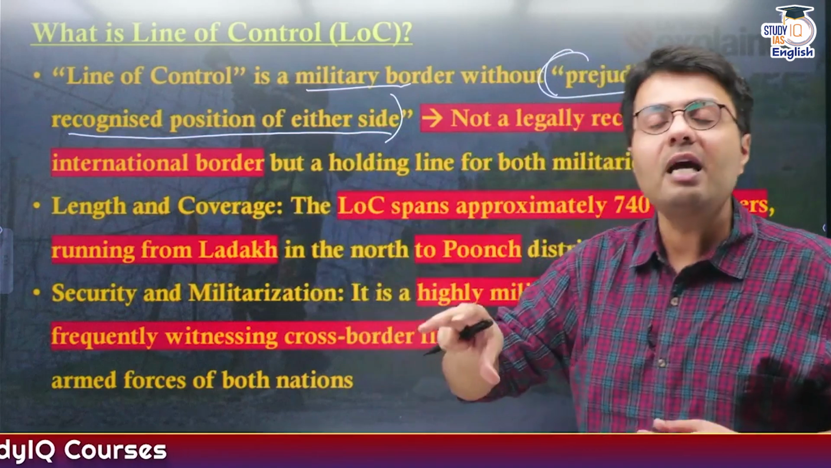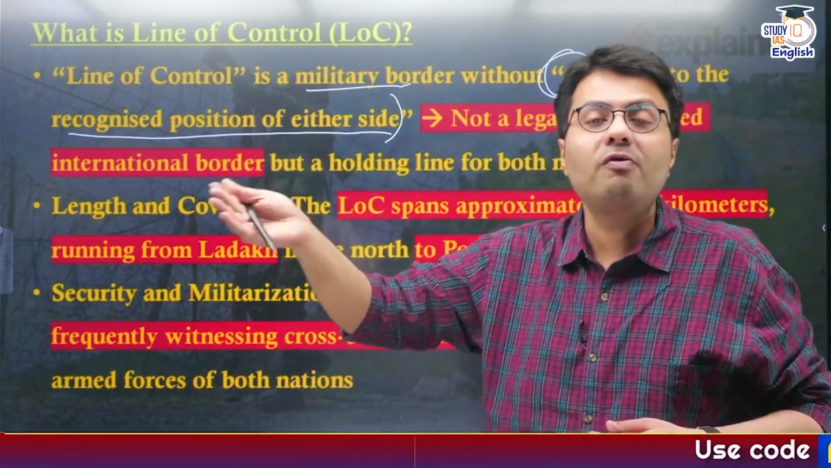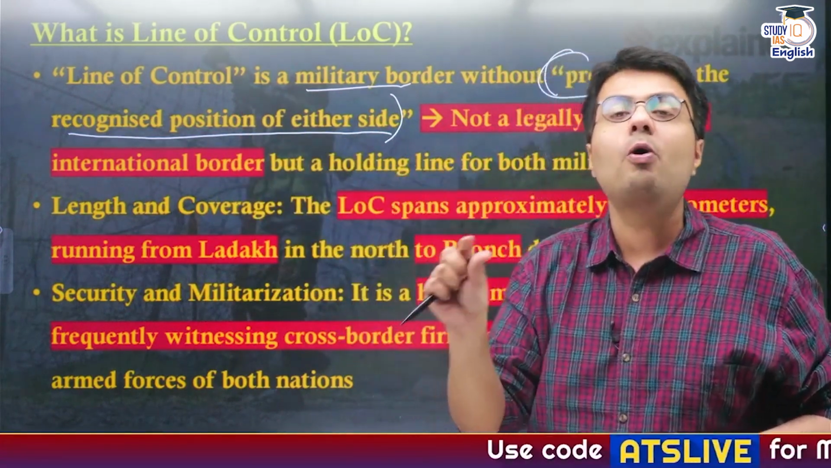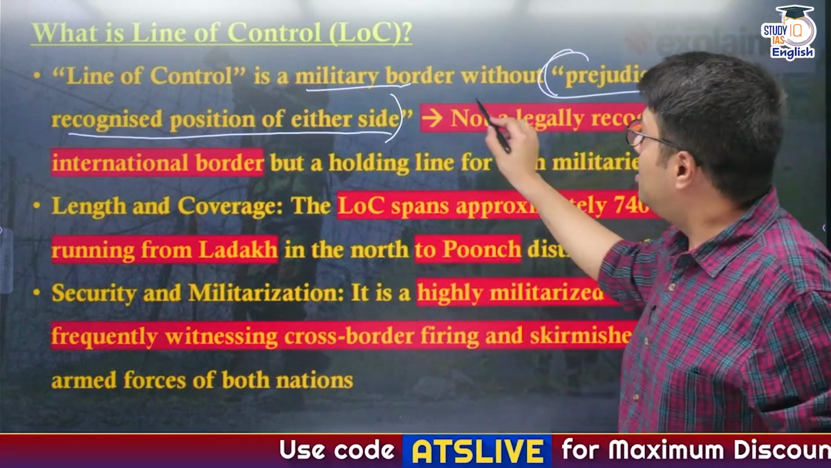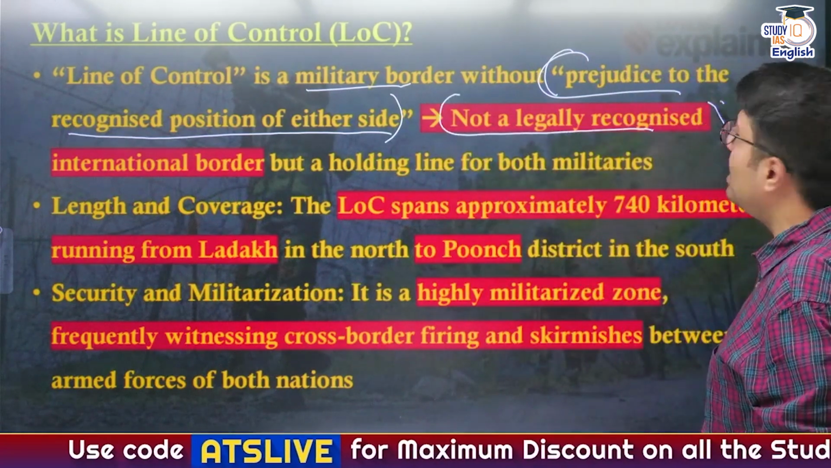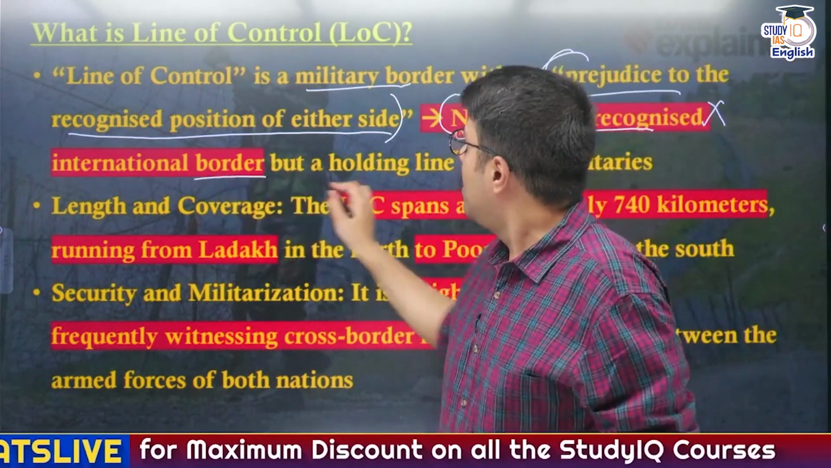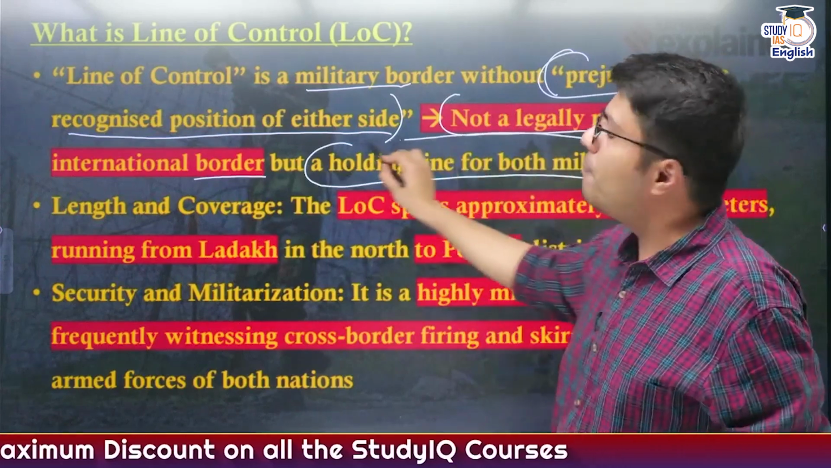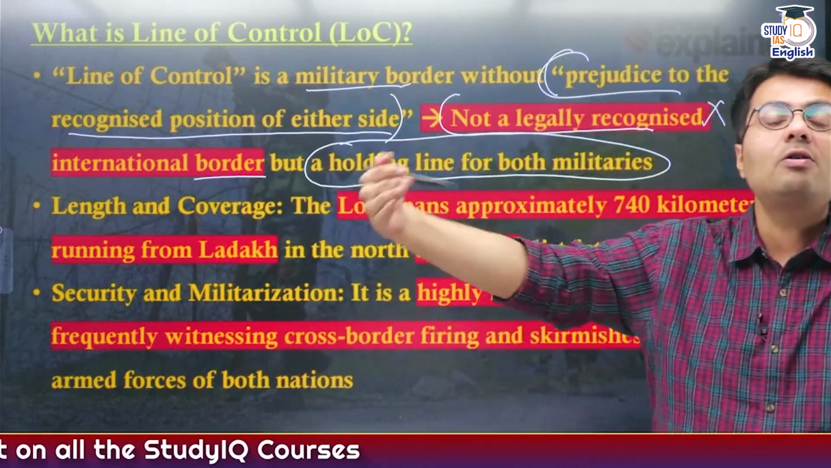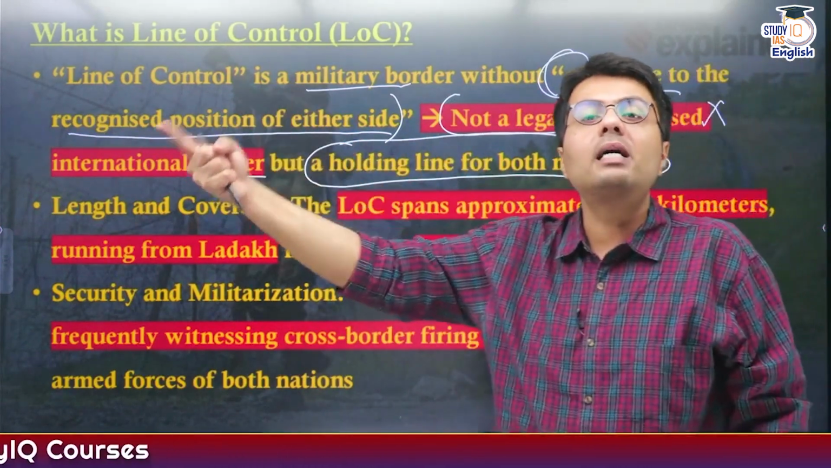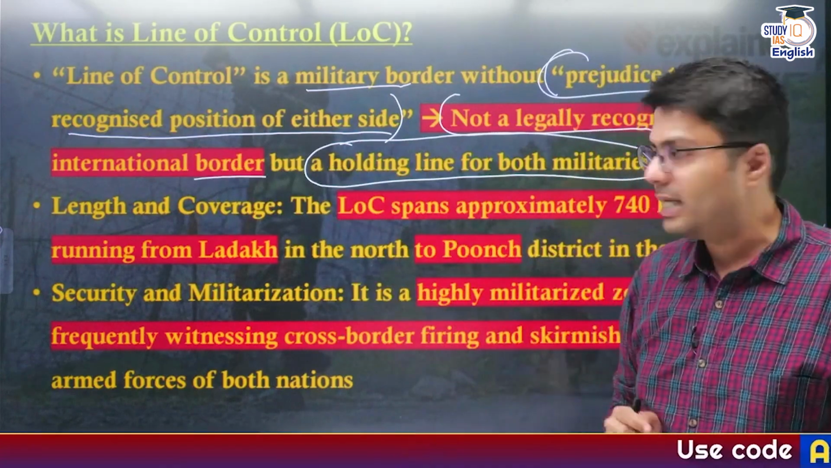This is a workable arrangement until and unless both of these countries agree to a particular border in the Jammu and Kashmir region. Therefore, LoC is not a legally recognized international boundary, but it is just a holding line for both the militaries. On the Indian side, it is a holding line for the Indian Army, and on the Pakistani side, it is the holding line of the Pakistani Army.